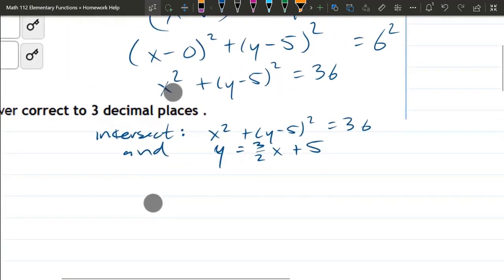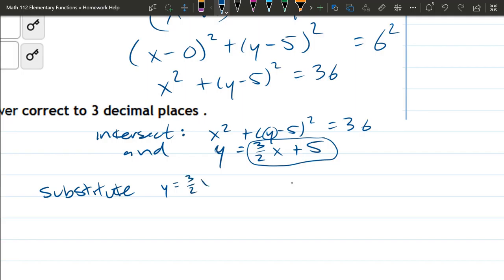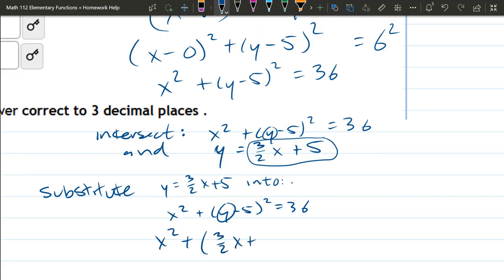All right, so we need to eliminate x or y from one of these, or we can substitute into the other equation. I see that our second equation is already solved for y. So what we're going to do is take this and place it into y in the first equation. So we're going to substitute y equals 3/2 x plus 5 into x squared plus (y minus 5) squared equals 36. We're going to take out the y and put in 3/2 x plus 5.